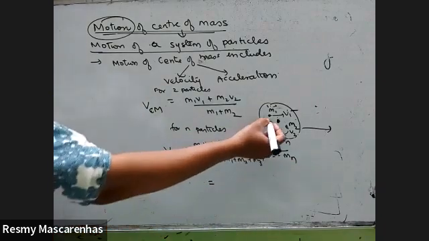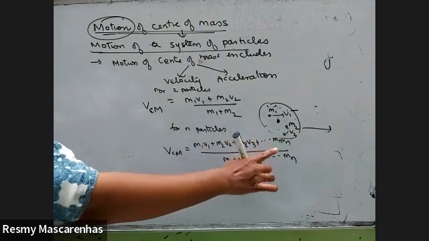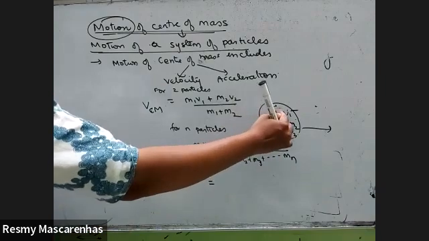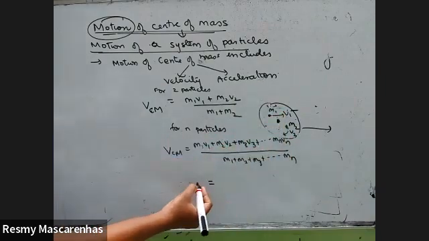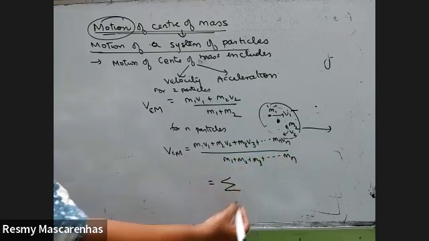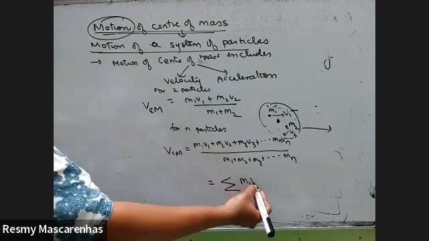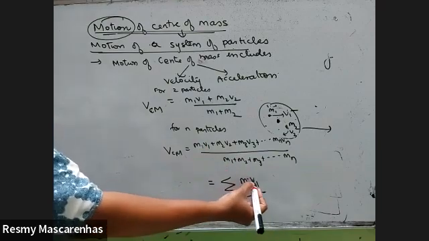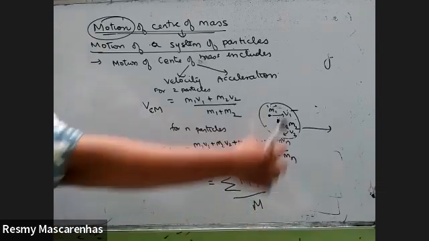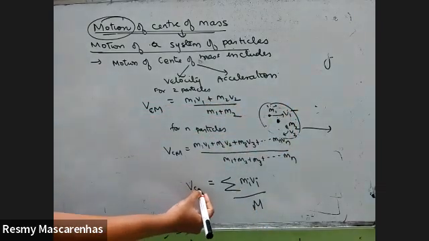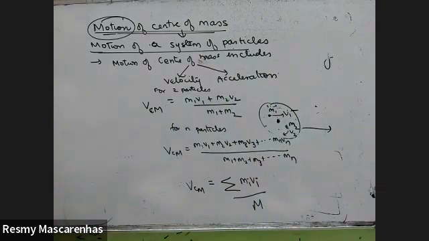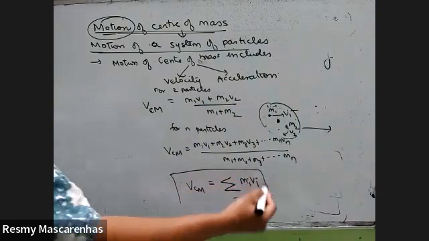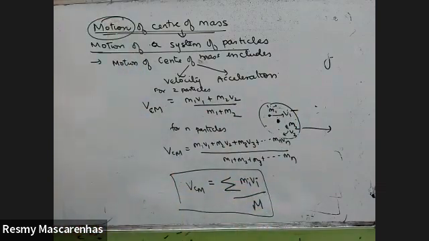In general, I told you this is now for discrete. Whenever we use this formula, this is 100% for discrete. Discrete means they are separate particles, we can count those particles. So there are N number of particles, so we'll use a summation sign: m1 v1 and so on becomes the summation of mi vi upon a capital M. Total mass M is the mass of the whole body, you add all the masses. So this is the velocity of center of mass.